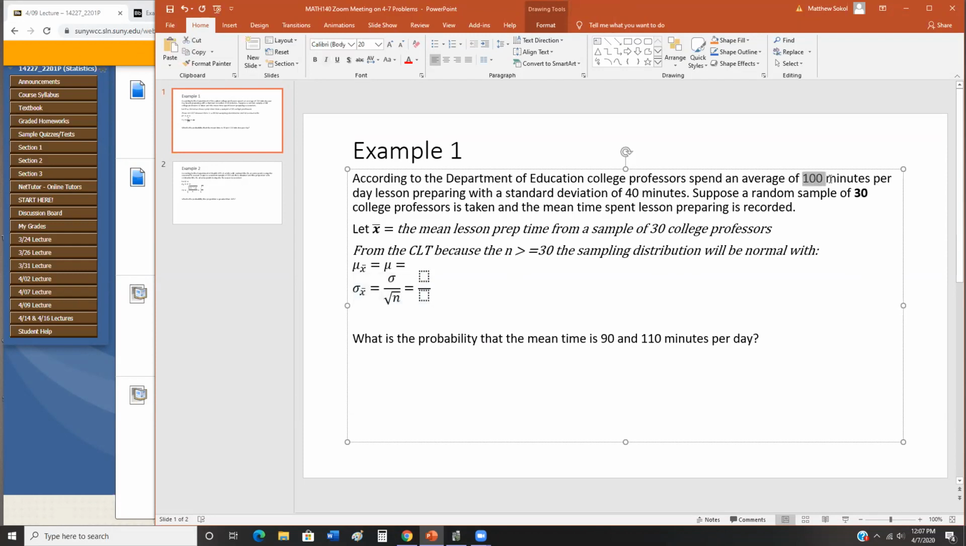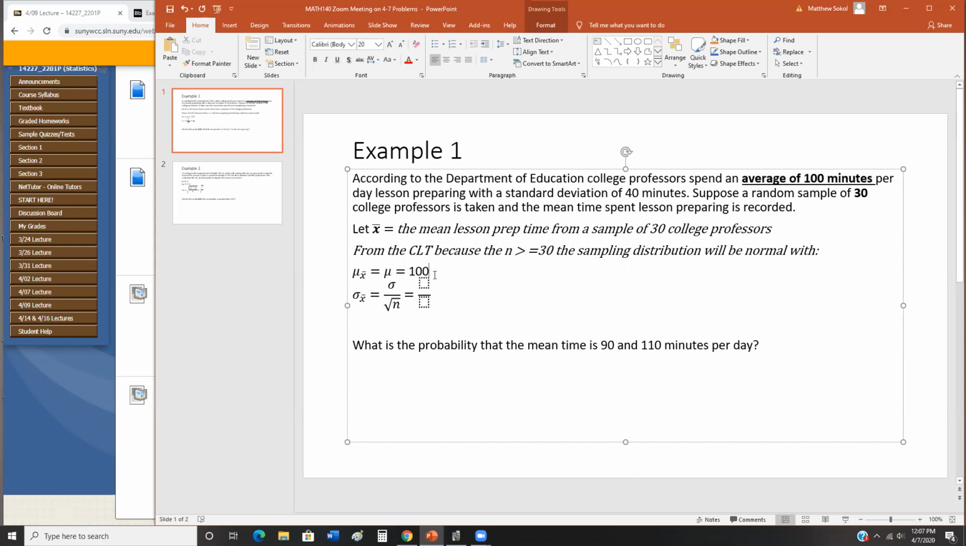And if you look back in the problem, we're telling you right there that the population mean is 100 minutes per day. And the standard error, which we denote as sigma sub X bar, you take the population standard deviation, which is 40 minutes, and you divide it by the square root of n. That's the square root of 30.